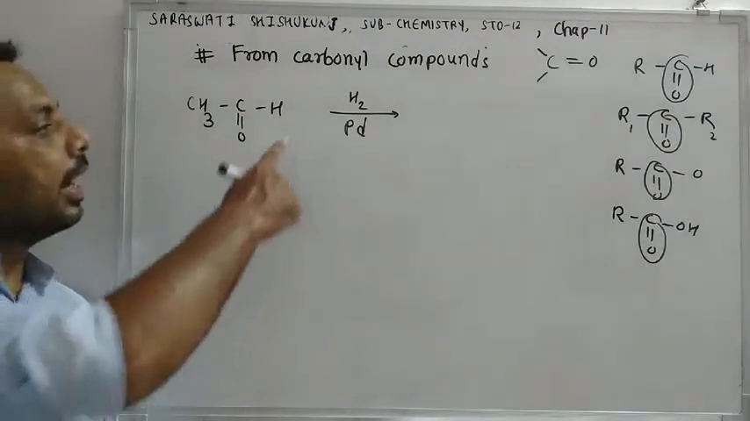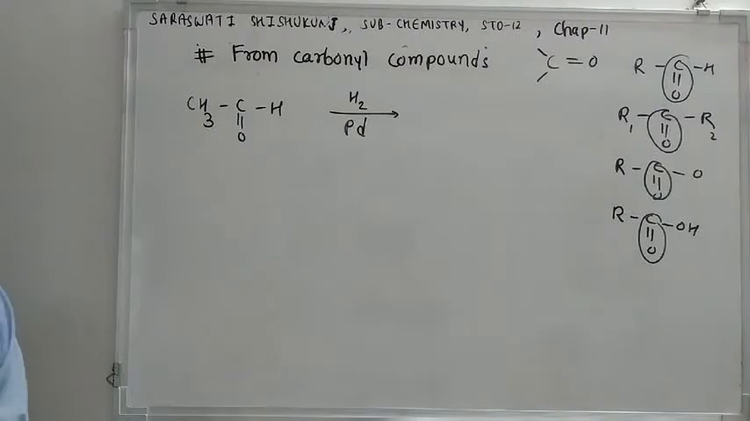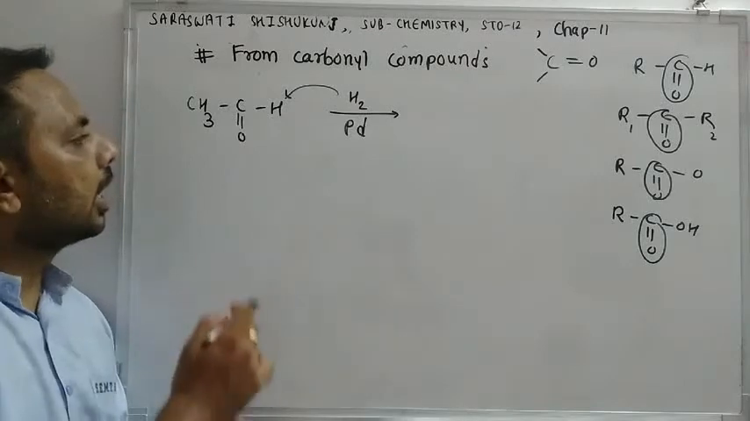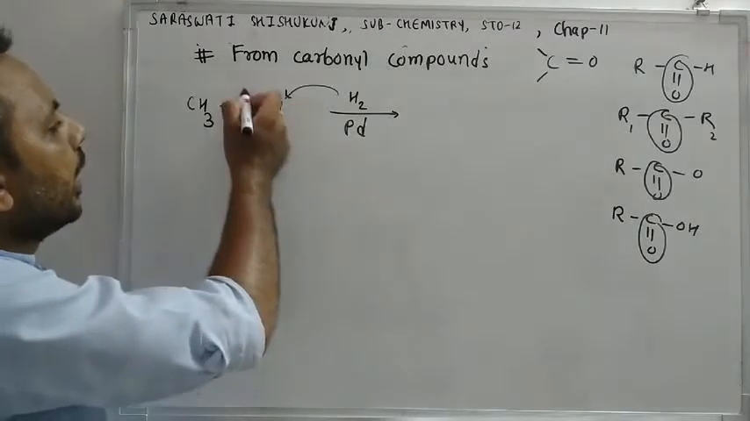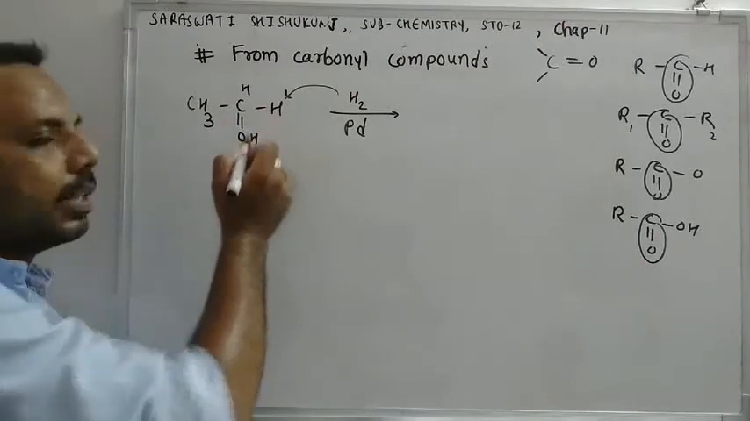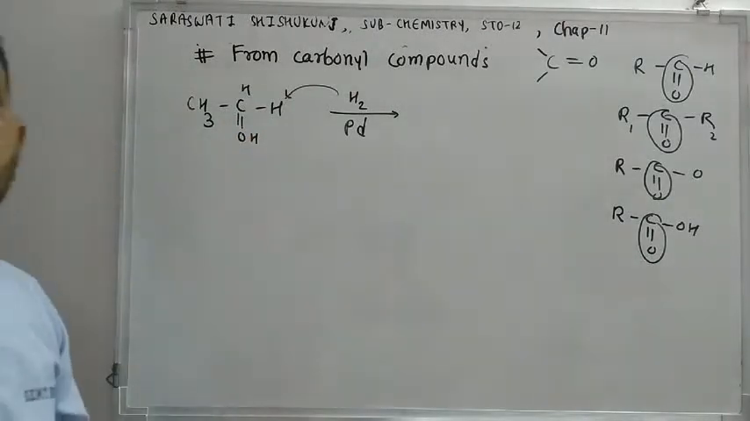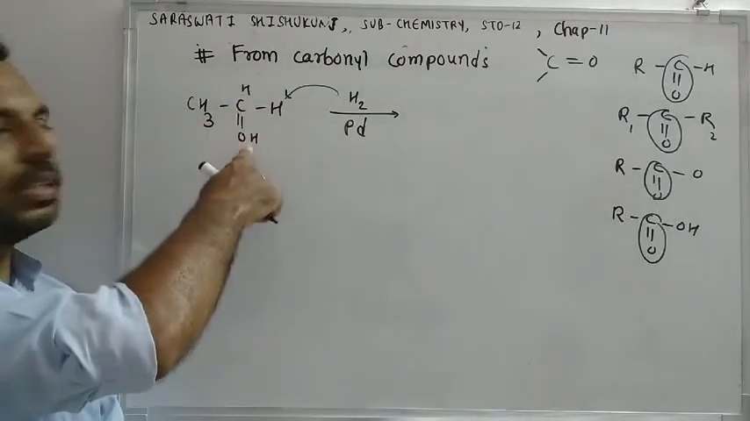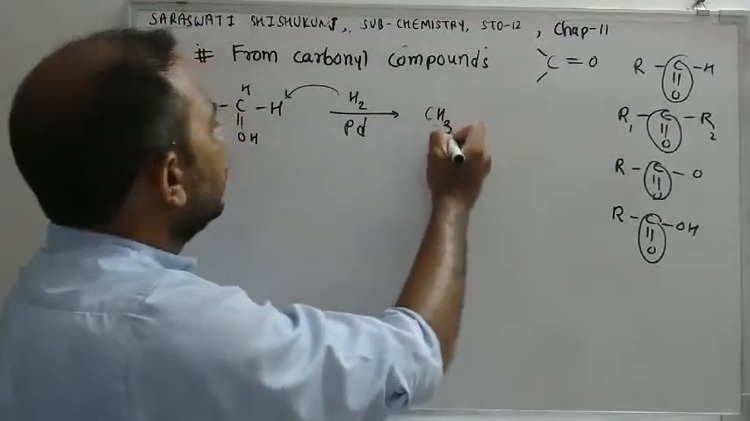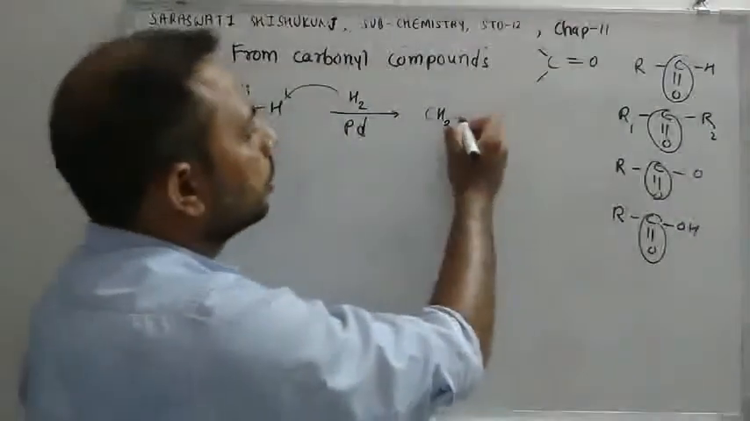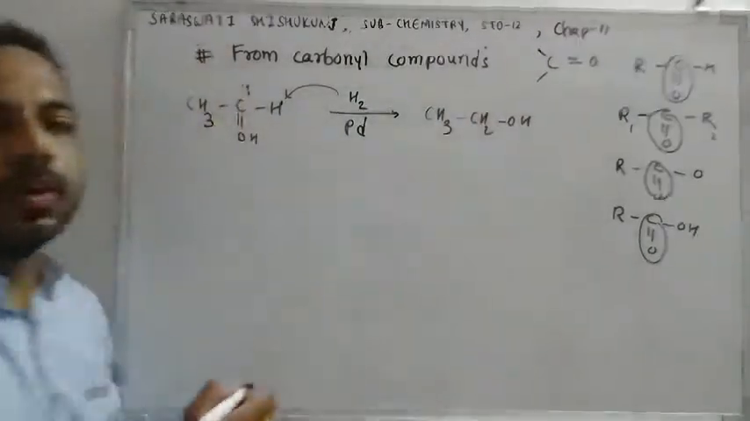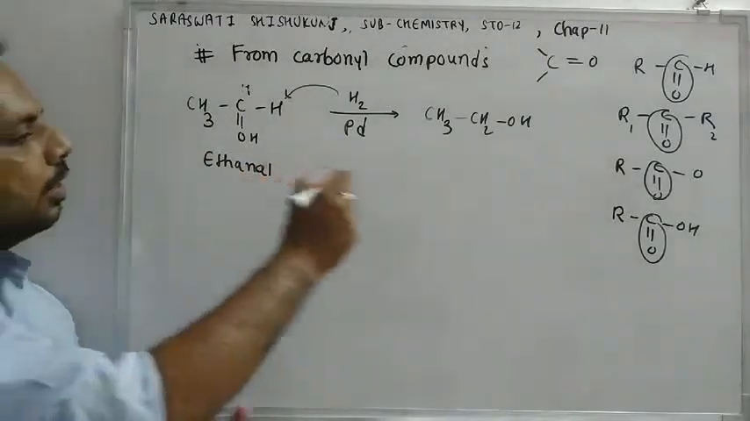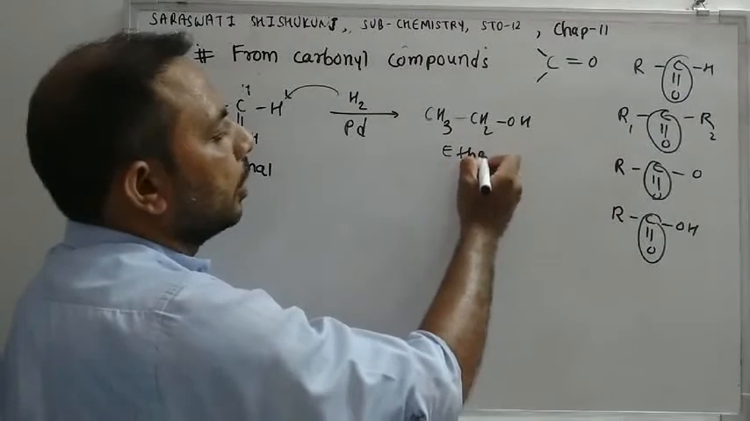Now what will hydrogen do? Hydrogen will be added to the carbonyl group containing compound. This is the aldehyde, and one hydrogen is added over here and one hydrogen is added like this. See, this is not the mechanism. I am explaining short tricks for this compound. So hydrogen is added here and hydrogen is added here, and we will get CH3CH2OH. So alcohol is formed. This is ethanol. By the reduction of ethanal, we get ethanol.